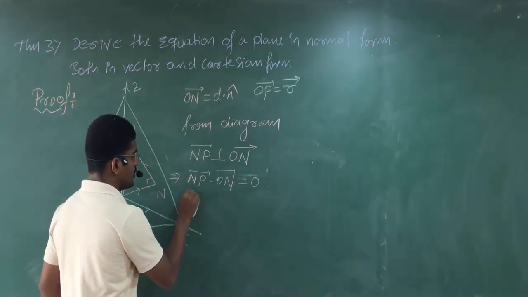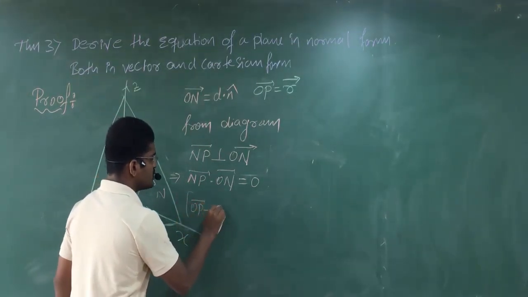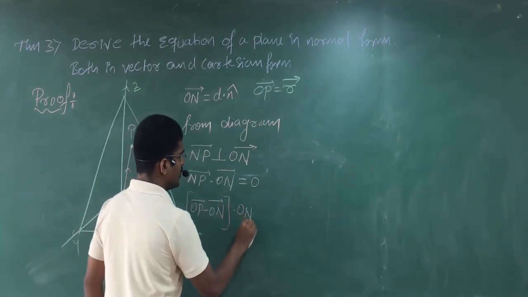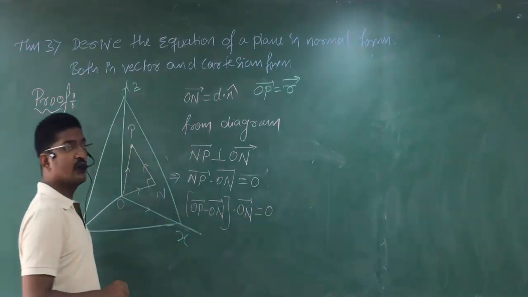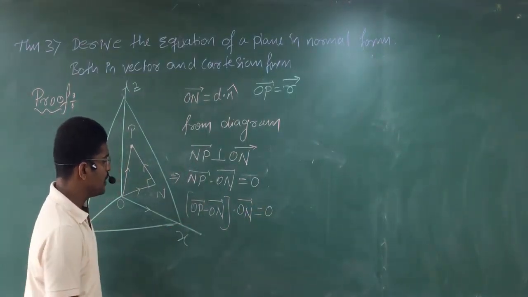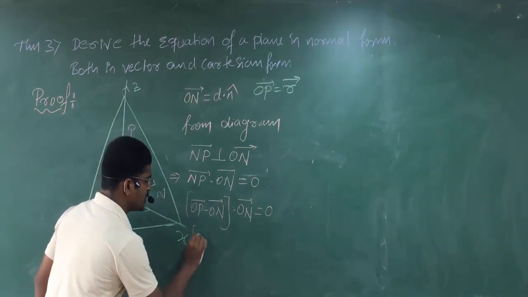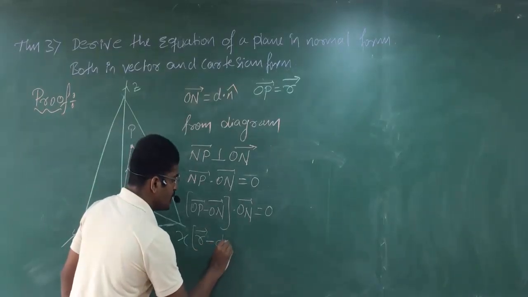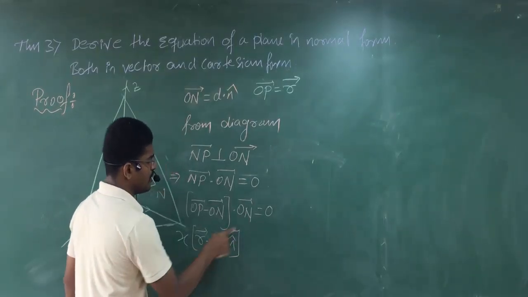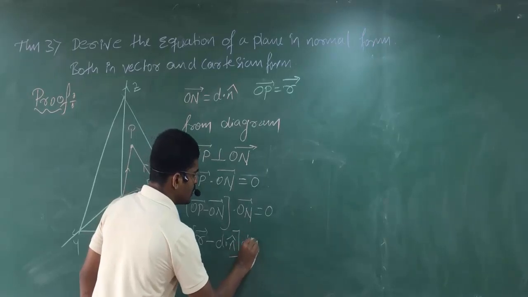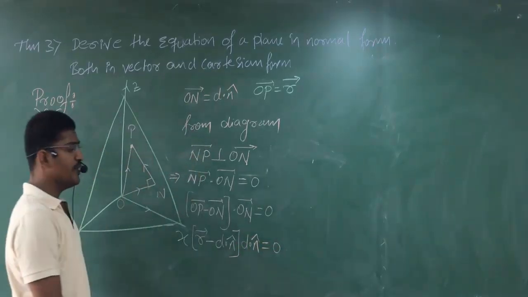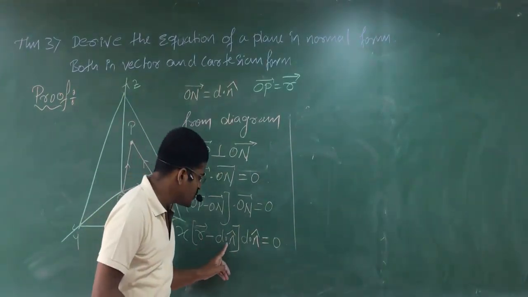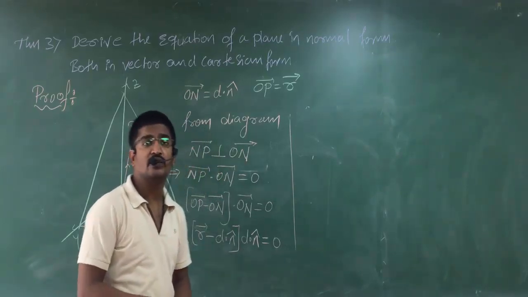Clear? So now, what is NP? NP is OP minus ON. What is ON? First let us write ON as it is, equal to 0. Now what is OP? Here OP is vector r minus ON, and ON is d dot n cap, must be equal to 0. Okay students, so now you are going to get vector r minus d dot n cap, into d dot n cap, is equal to 0.